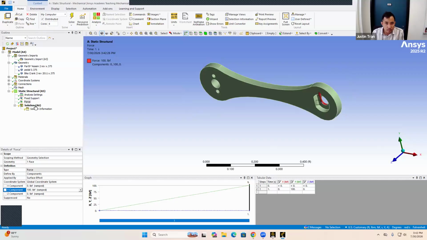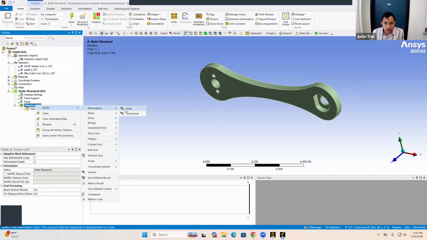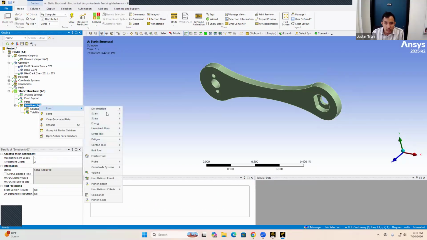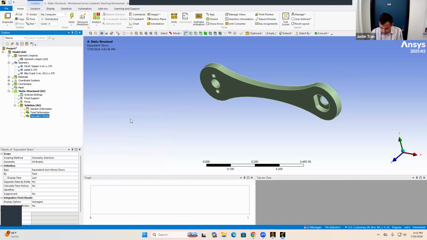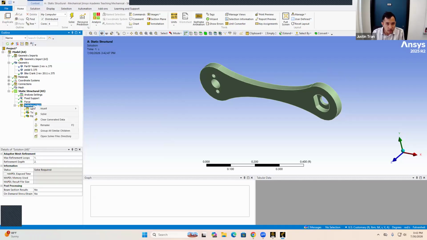All right, so let's go ahead and add in our total deformation and our equivalent stress. To do fatigue life analysis, we need to load in the fatigue tool. So you're going to right click on solution A6, and you're going to go to insert.